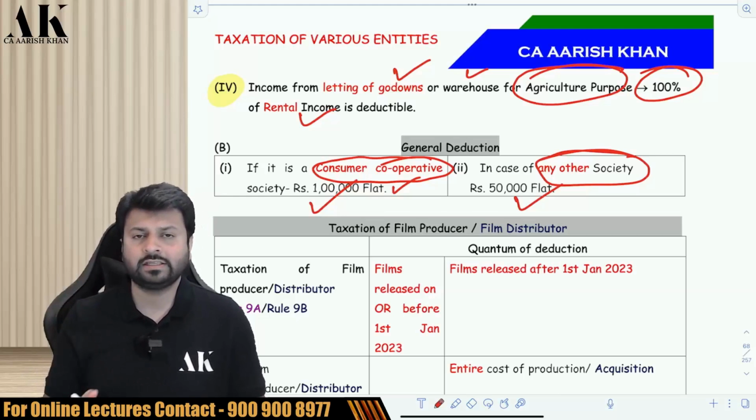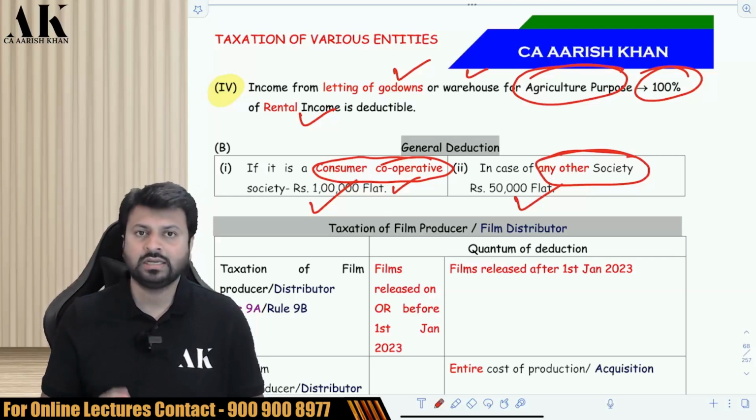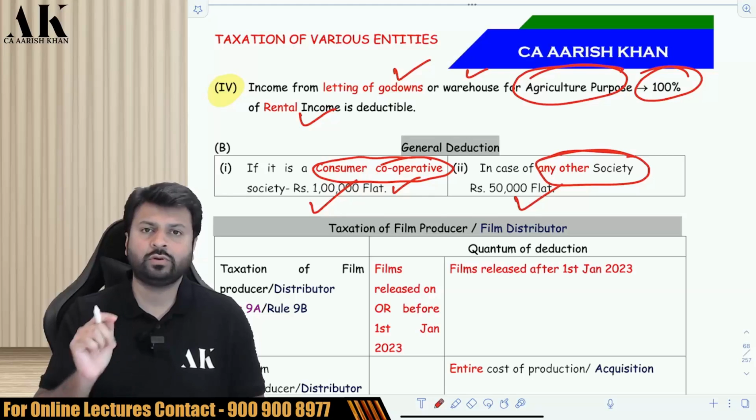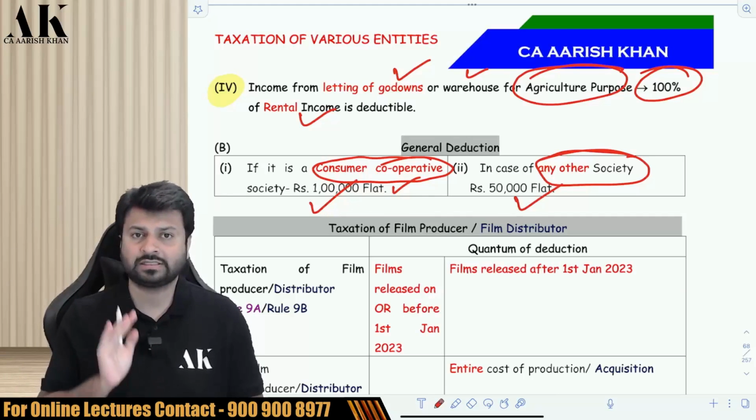Remember, all these things which you have read, which you have understood just now, all of them are deductions, not exemptions. They are not exemption, they are deduction. First, you have to include these incomes in your gross total income, and then you have to deduct it from what? From the chapter 6. Be very careful about it.